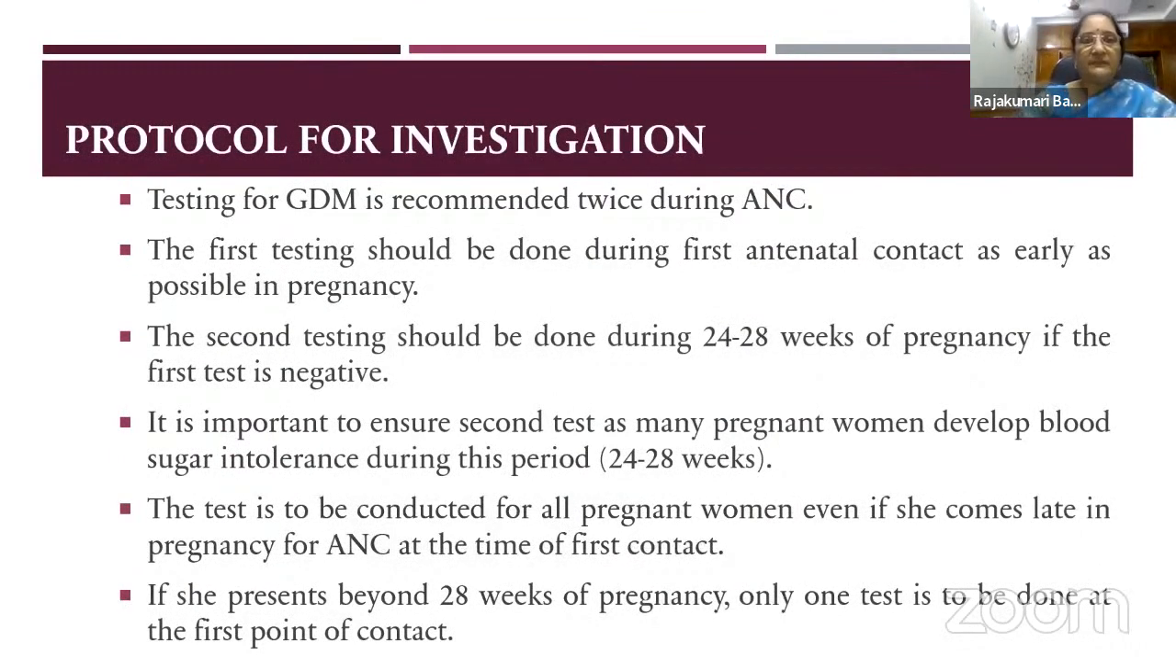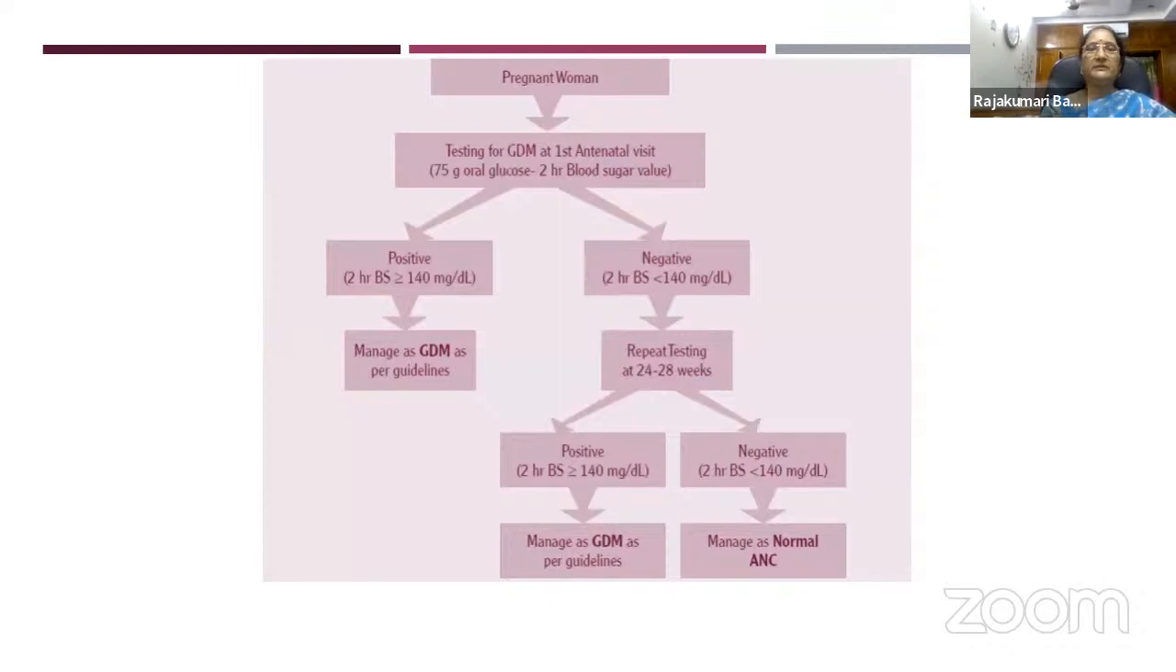What are the protocols for investigations? Testing is the most important in GDM. It is done during the first antenatal contact, as early as possible in pregnancy. And if it is negative, then it should be repeated again at 24 to 28 weeks of pregnancy. Irrespective of gestational age, at whatever time they come, we have to do the OGTT immediately.